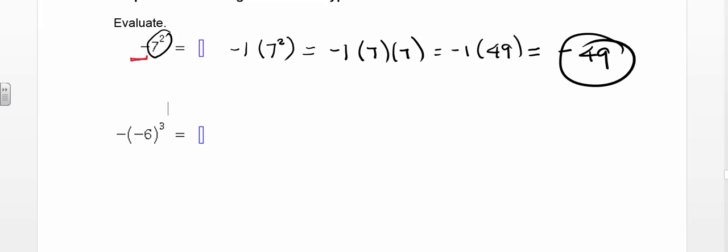And then for this problem, let's take a look. I've got several negative signs here. So I'll keep this negative on the outside. And I need to do my exponents first, but I have a -6 3 times. So I'm going to rewrite that as -1 times, and I have a -6 multiplied by itself 3 times.